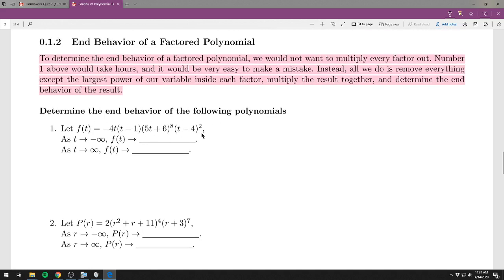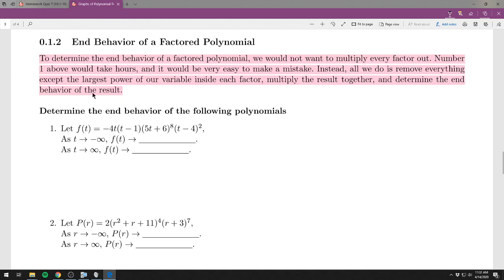We looked at the leading term, which was the term with the highest power of x or t or whatever it was, and we found the end behavior of that. So the idea with a polynomial like this would be multiplying all this out to see our polynomial, figure out what the leading term is, and go from there. That's not going to be a reasonable thing to do. So multiplying 5t plus 6 to the 8th out isn't something you want to do.